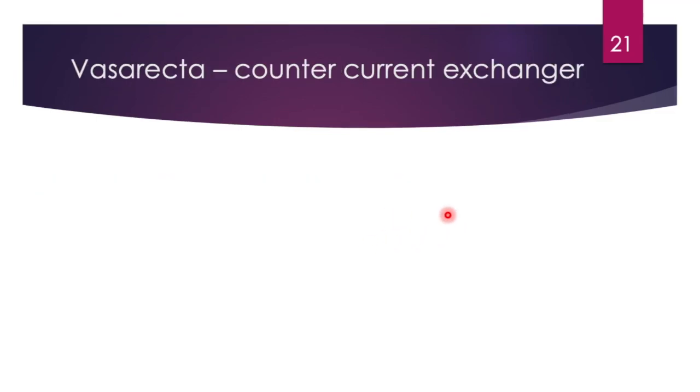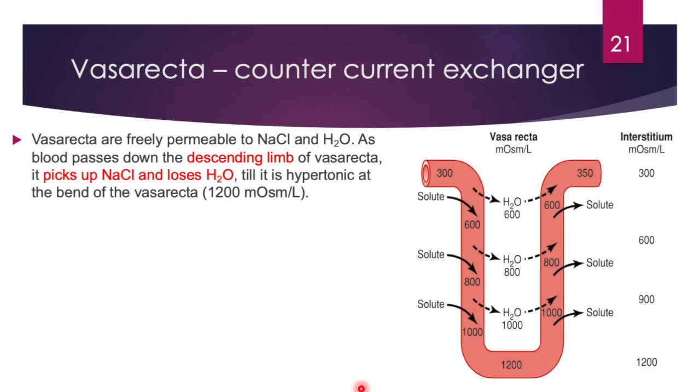Countercurrent exchange is a purely passive process that helps to maintain the osmotic gradient. The vasa recta are freely permeable to sodium chloride and water. As blood passes down the descending limb of vasa recta, it picks up sodium chloride and loses water. Solutes will enter the descending limb of vasa recta while water is diffused into the interstitium.